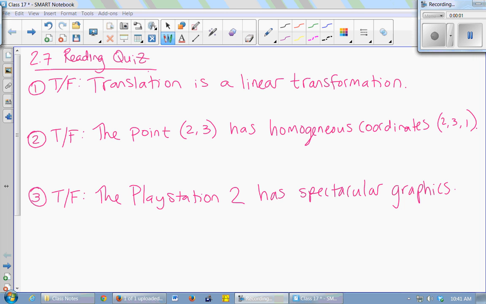False. A translation is not a linear transformation. False. That's why we have to use the homogeneous coordinates, because you can't create a translation by matrix multiplication unless you expand the coordinates. So the point (2, 3) has homogeneous coordinates (2, 3, 1). True.